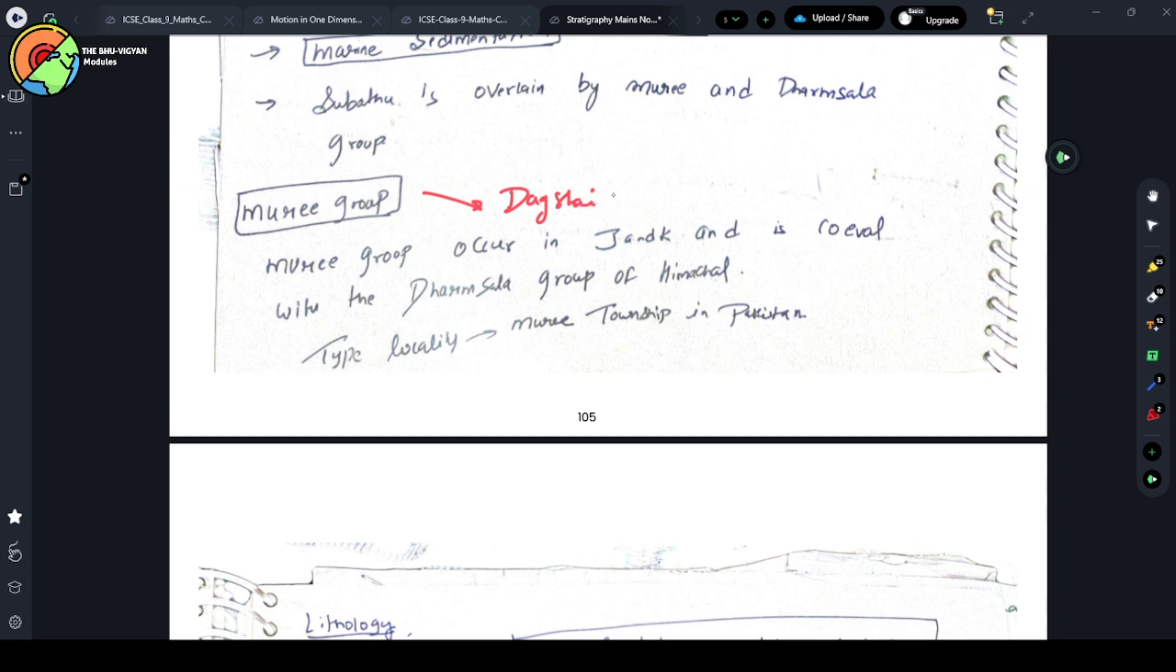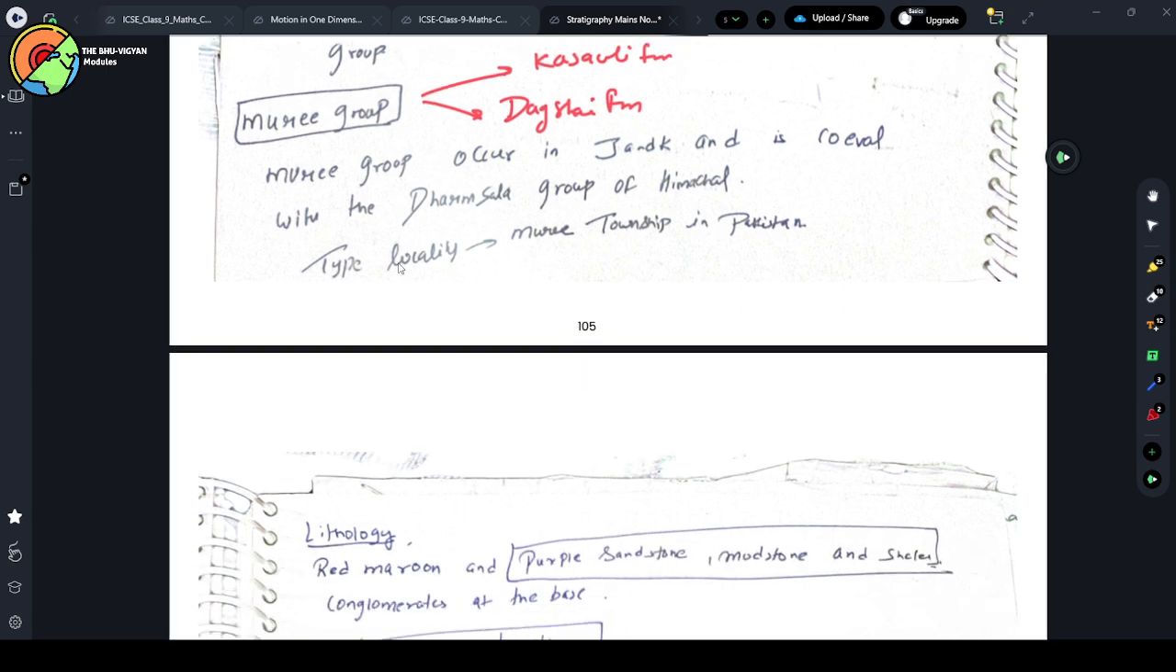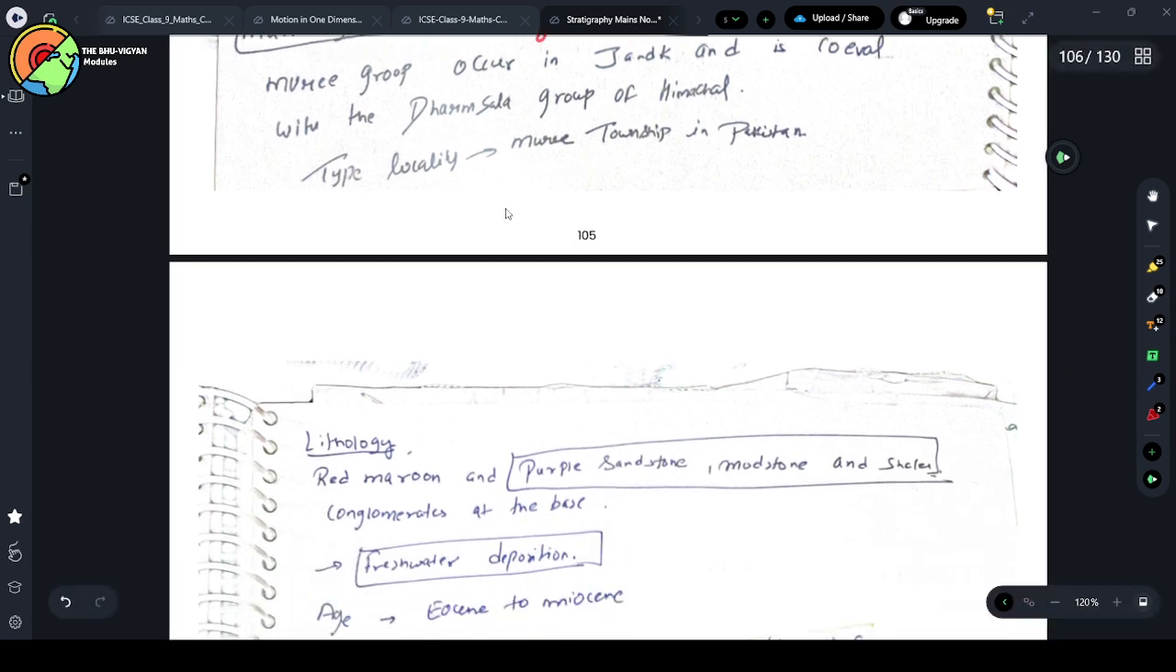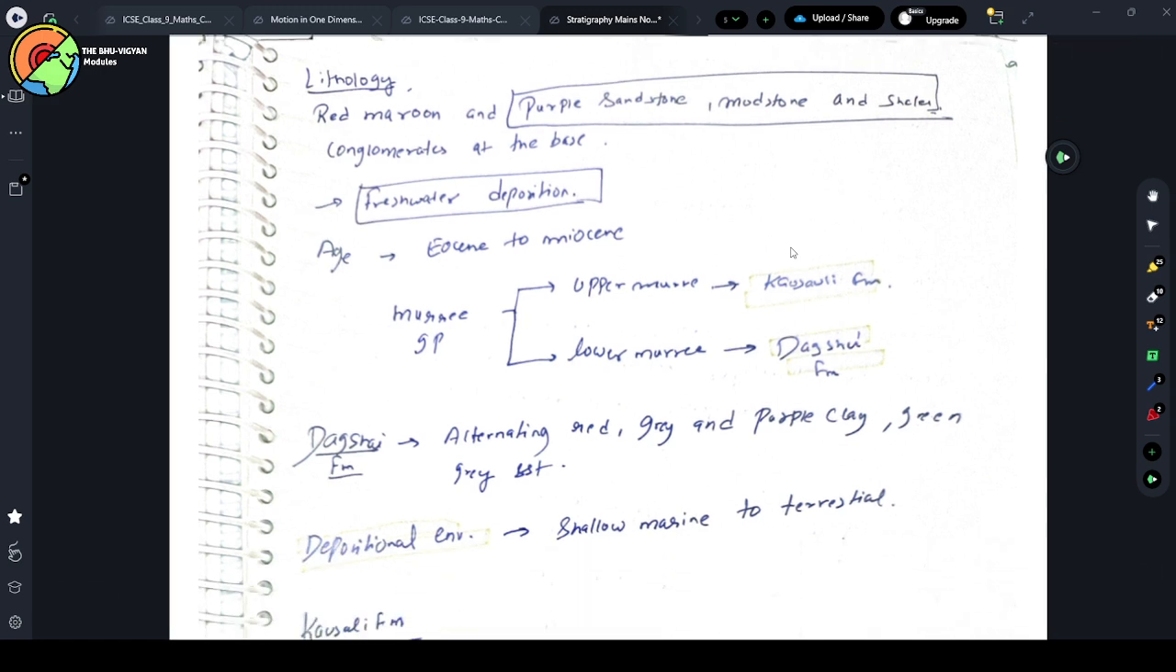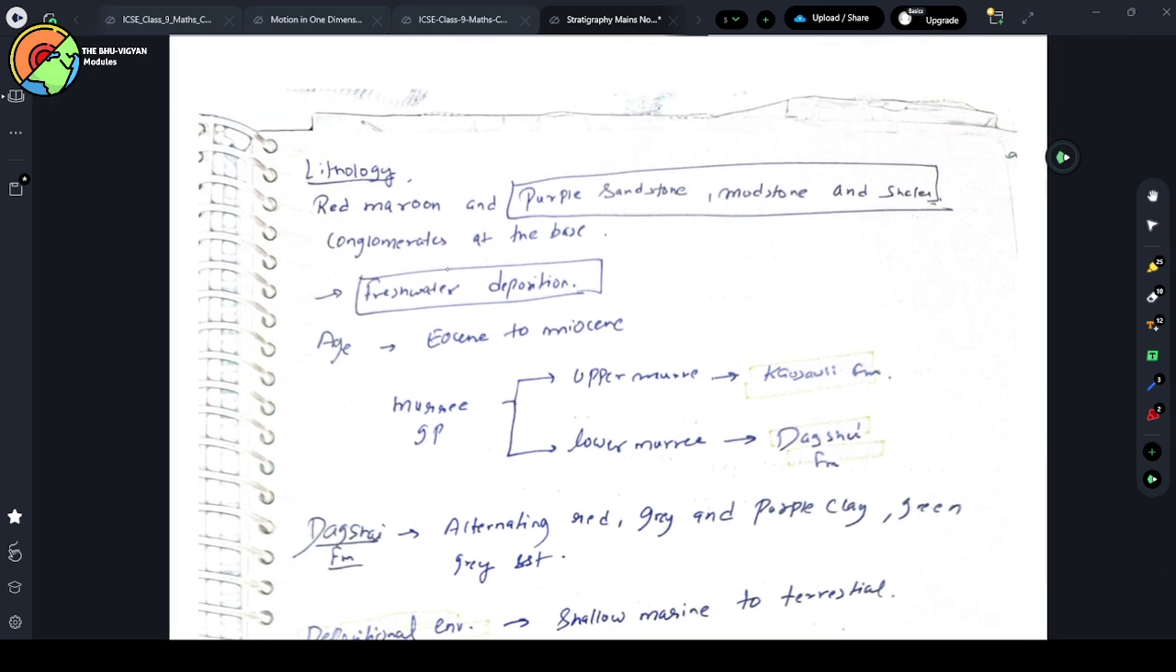Dakshahi formation and Kasoli formation. Now Muri group occurs in Jammu and Kashmir, and it is equivalent to Dharamshala group in Himachal Pradesh. It is named after Muri township in Pakistan. Now if we talk about the lithology of this, it is red, maroon, purple sandstone, mudstone and shale. Conglomerate is present at the base.